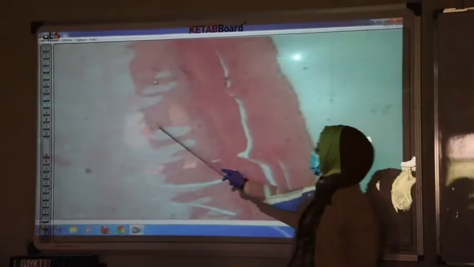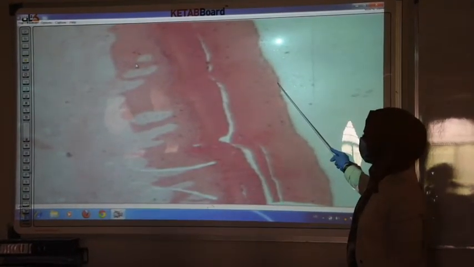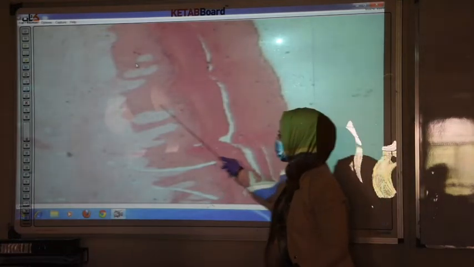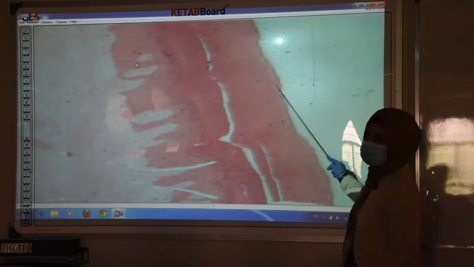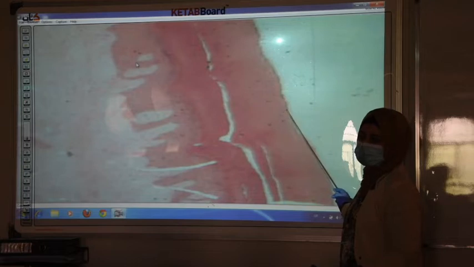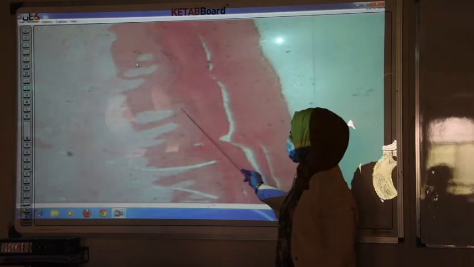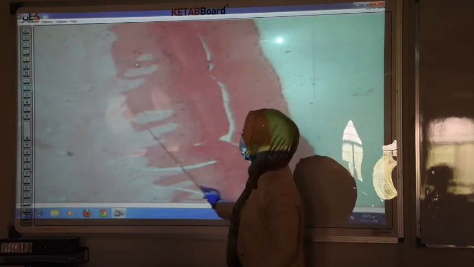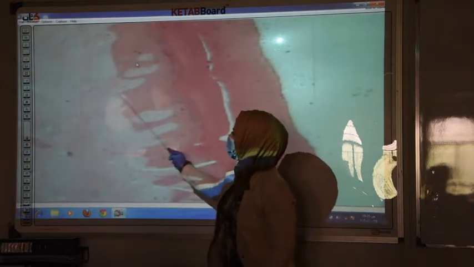In this part, all these parts represent the epidermis from the bottom to the top. These are the stratum basale, up to the stratum corneum and the lining epithelium, keratinized stratified squamous epithelium. These projections are called epidermal papillae, and these are called dermal papillae.